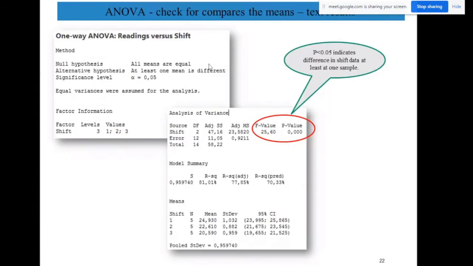Now we go to the session window, where we check the p-value. If the p-value is less than 0.05, it indicates a difference in the shift, or at least one group is significantly different. The null hypothesis is that all means are equal. The alternate hypothesis is that at least one mean is different. Significance level is considered 95%, that is alpha is 0.05, which is a 5% risk.